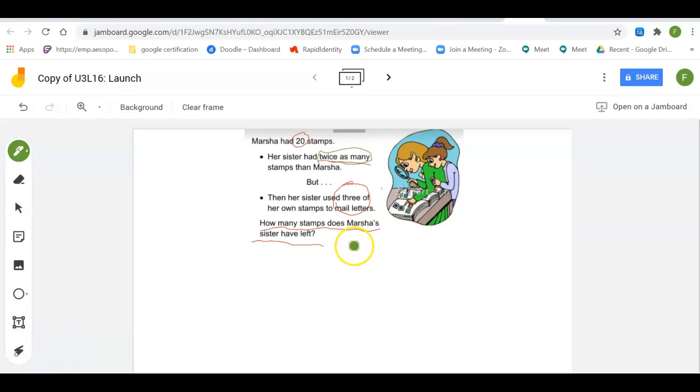So you should be going through and rereading this problem. I want you to go through and reread it on your own. You'll notice that this is actually a 2-step word problem. That means we're not going to take just 1 step to solve it. We're going to have to take 2 steps to actually find our answer.